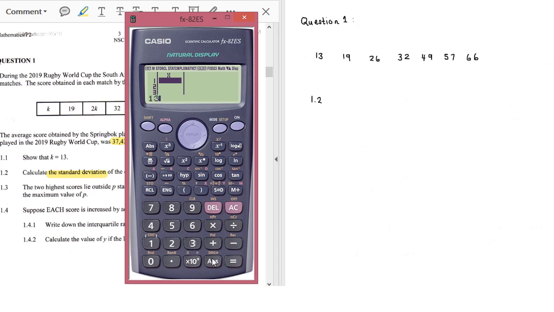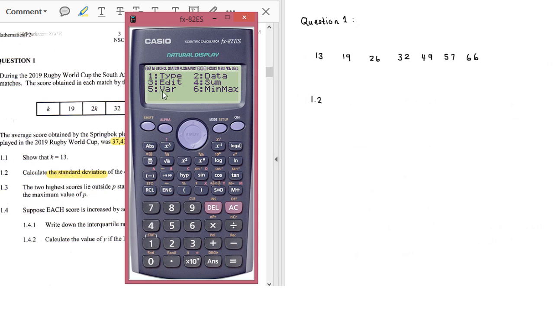Okay, we have the first set as 13, and then 19, 26, 32, 49, 57, and 66. We press AC, and that basically makes it seem like we've lost everything, but we all understand that that has now gone into the memory of the calculator. We're now going to press Shift 1, which is basically Shift Stats, in order to obtain more options for the statistics.